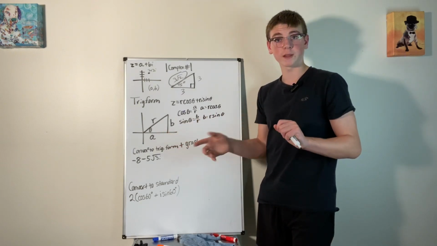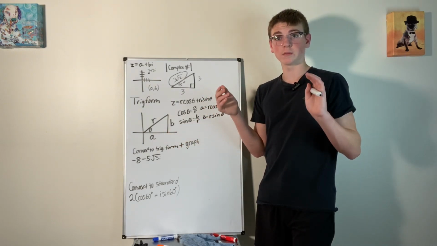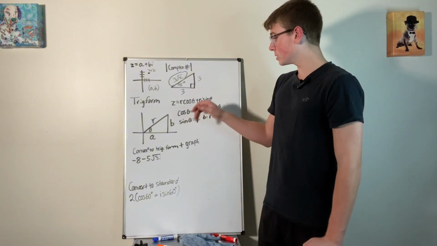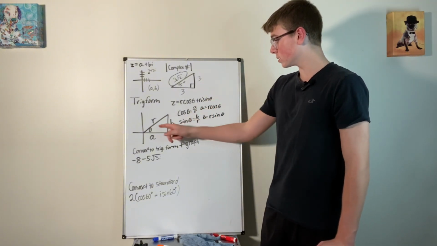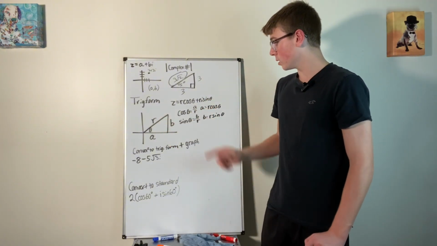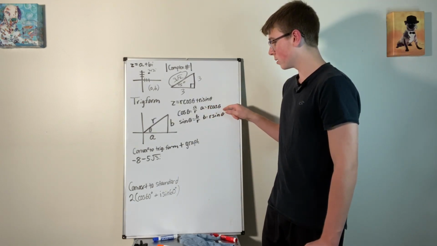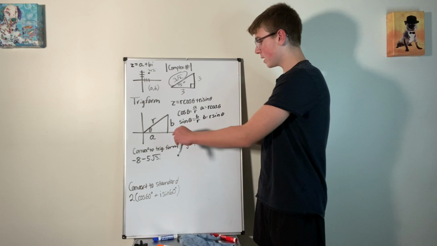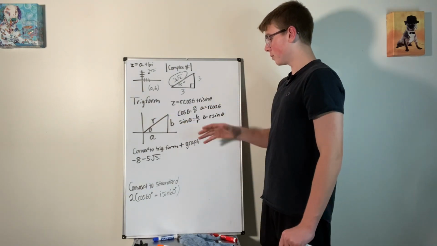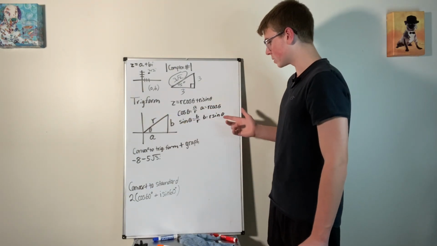We're going to try to solve for a and b using trigonometry. So cosine theta equals a over r, right? Multiply both sides by r, and you have a equals r cosine theta. Then if you say sine theta equals b over r, you multiply both sides by r, and you have b equals r sine theta.